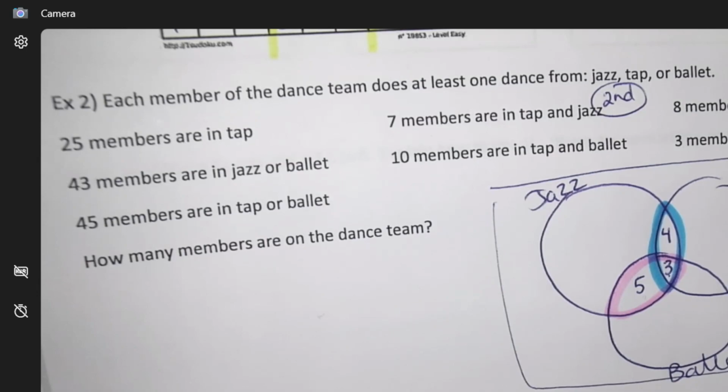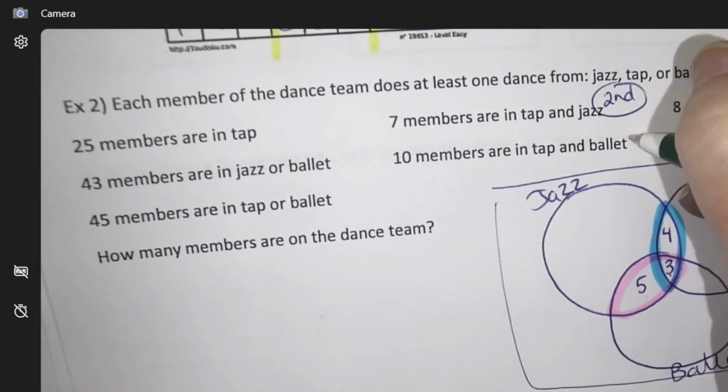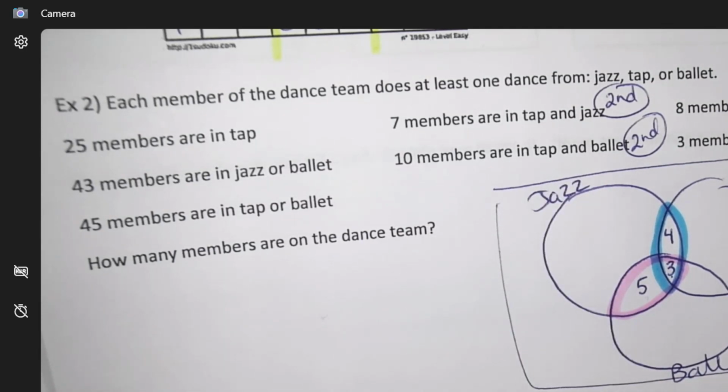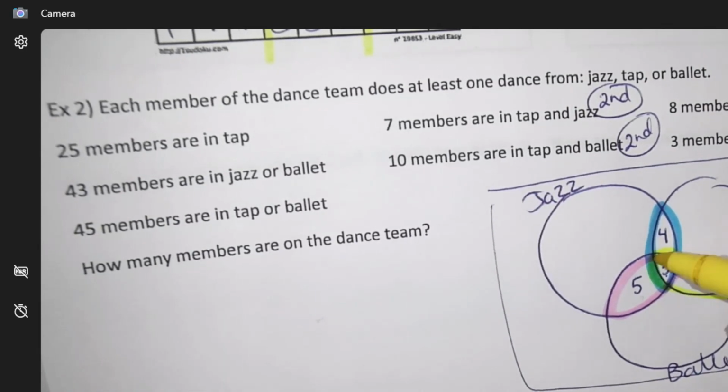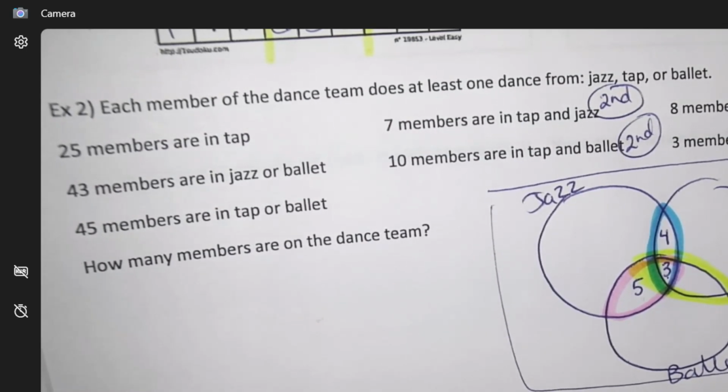And in the last section, I'm going to do, where's my other and statement here? 10 are in tap and ballet. So this overlap has to be 10. So I need 7.